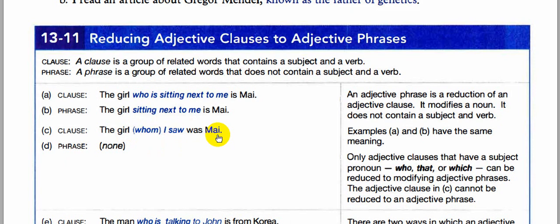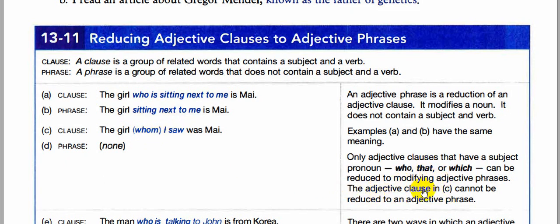That doesn't mean that you are reducing the clause. We are still having a clause. We have the subject I and the verb saw. So we are still having a clause. Can we reduce it into a phrase like this example? No, we can't. Again, why? Because the relative pronoun is an object here. So okay, got it?